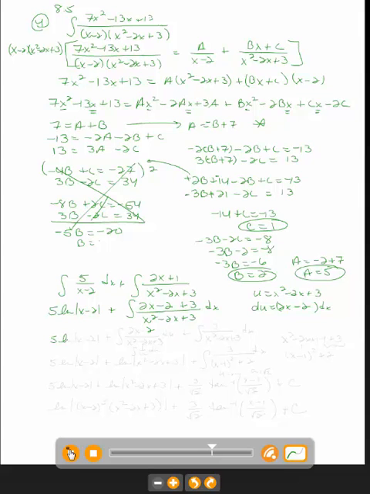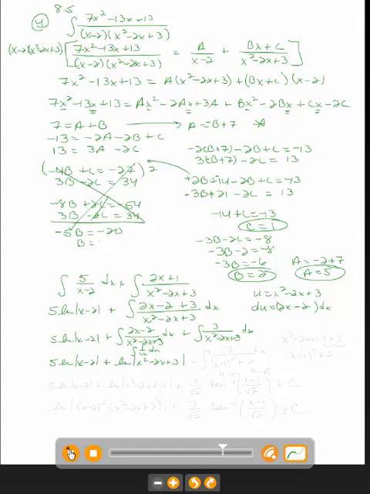And then we're going to split it. So we have our 5 natural log of x minus 2, plus we're going to make this integral 2x minus 2 over x squared minus 2x plus 3 dx, plus another integral of 3 over x squared minus 2x plus 3 dx. So we've turned this one in the middle here into a 1 over u du. So we still have our 5 natural log of x minus 2. This turns into the natural log of x squared minus 2x plus 3.